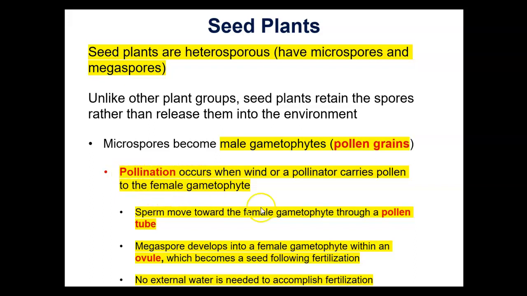Pollination is when either the wind or an animal insect pollinator carries the pollen from the male part of the flower to the female gametophyte, or in the case of gymnosperms, from the male cone to the female cone. So the sperm moves toward the female gametophyte through a pollen tube, and the megaspore develops into a female gametophyte within an ovule. And then whenever the ovule is fertilized, that becomes a seed.